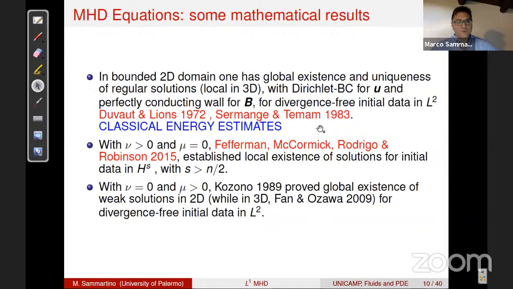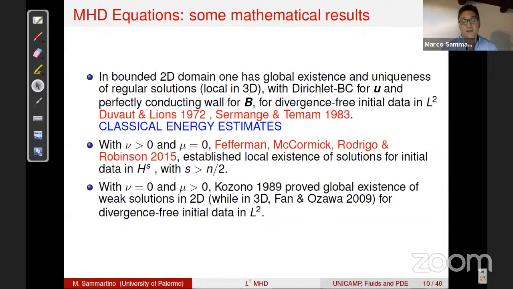Then, supposing the viscosity of the fluid greater than zero and magnetic permeability equal to zero, Pfefferman, McCormick, Rodrigo and Romis in 2015 established the local existence of solutions for initial data in H^s with s large enough, so larger than n over 2, where n is the spatial dimension.